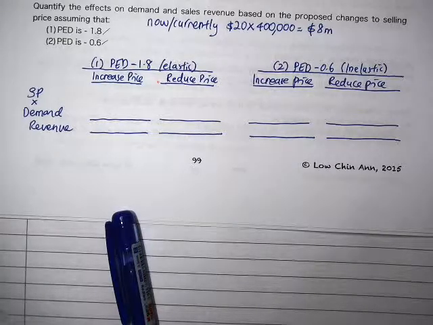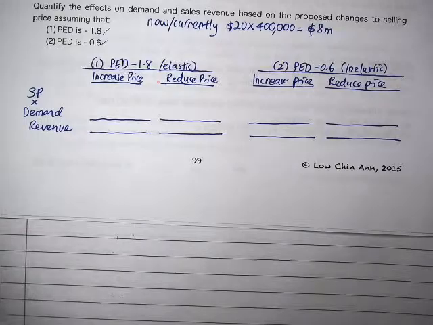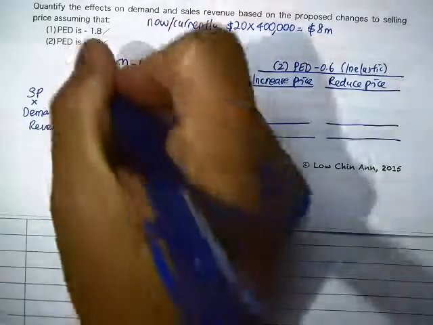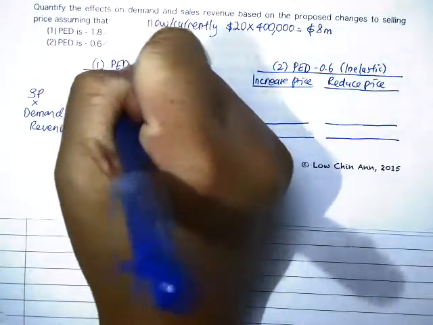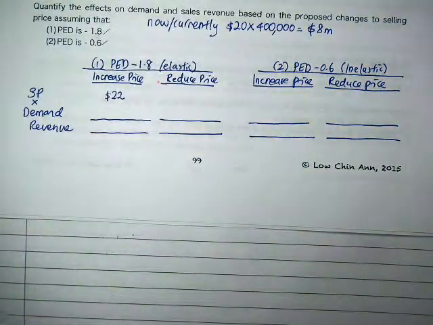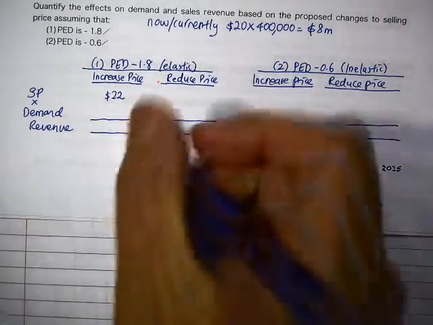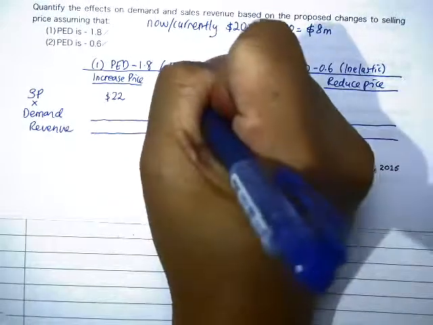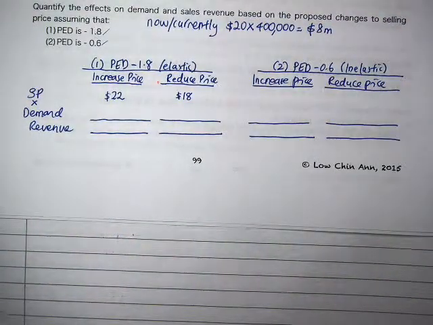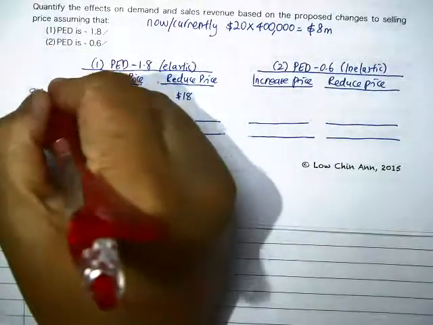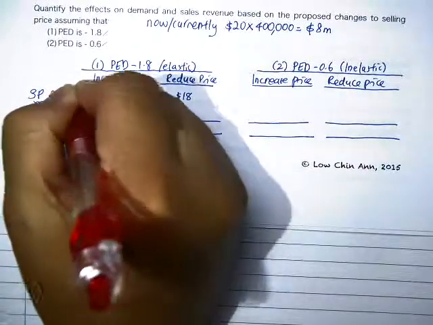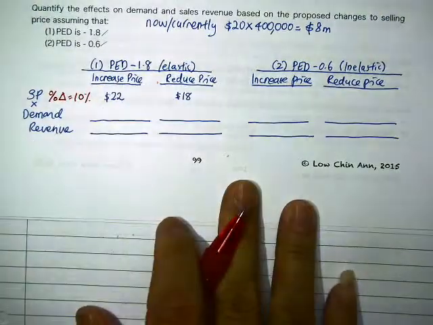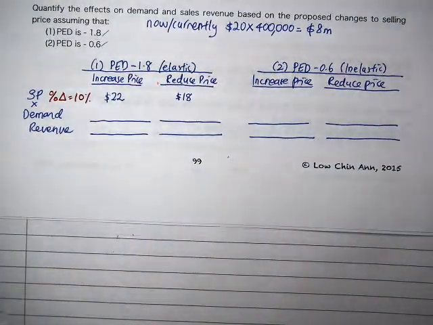Right, so increased price is $2. That means you'll be selling at 22. If reduced price also $2, that means you'll be selling at 18. Now in either case, your price is changing at 10%. Okay, the price is changing at 10%.